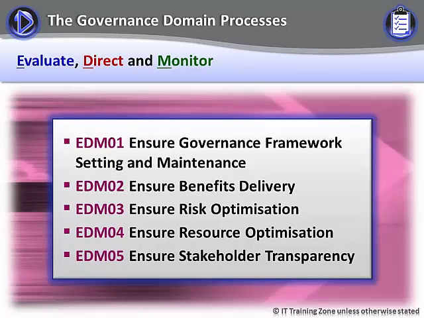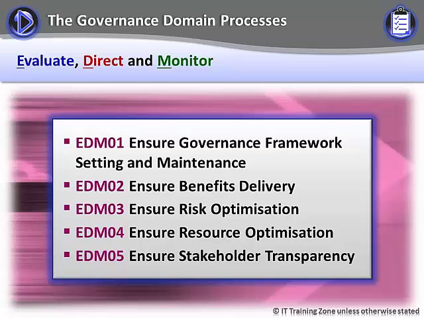The governance domain includes 5 processes. EDM01 Ensure Governance Framework Setting and Maintenance. Essentially, this process is concerned with the governance of governance. EDM02 Ensure Benefits Delivery. This is concerned with ensuring that the enterprise gets value from IT.